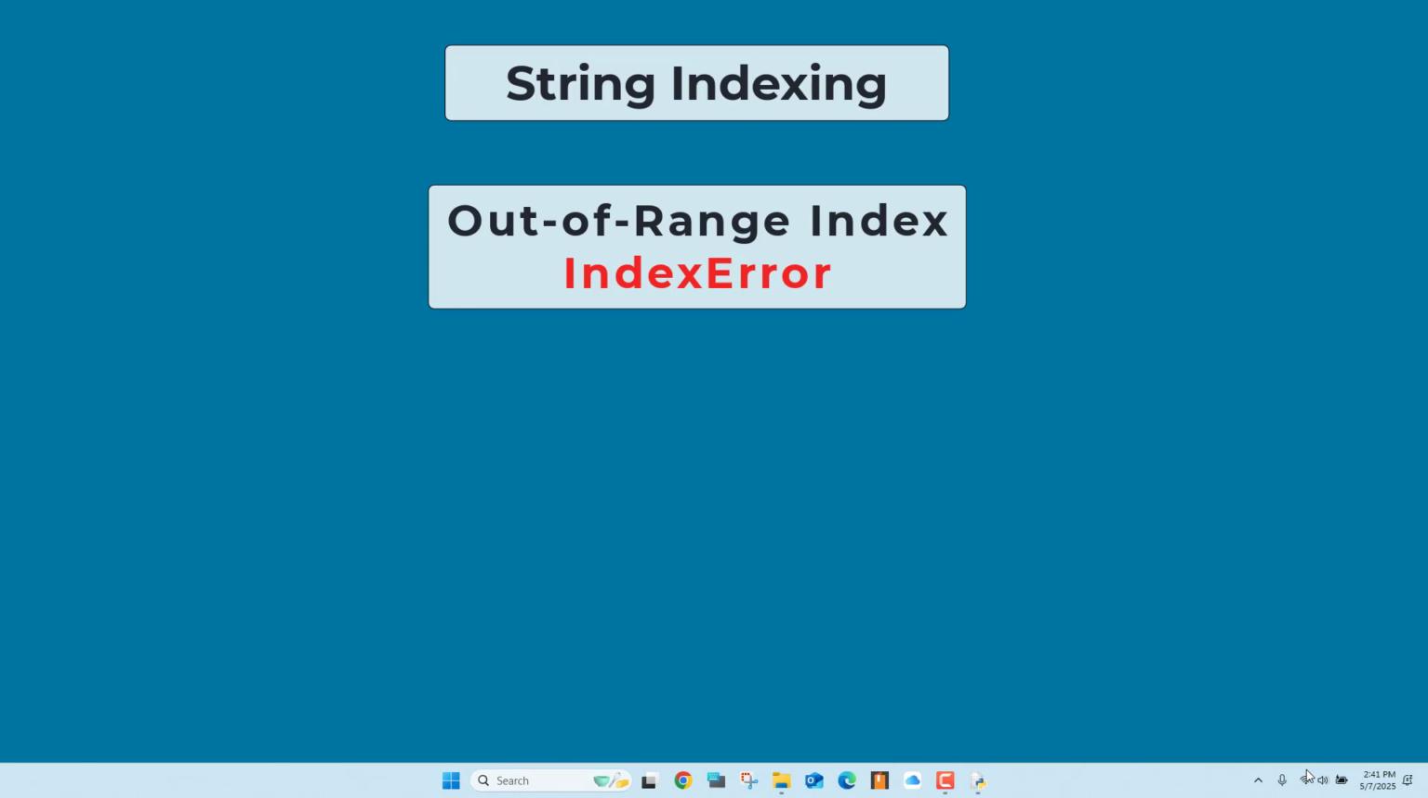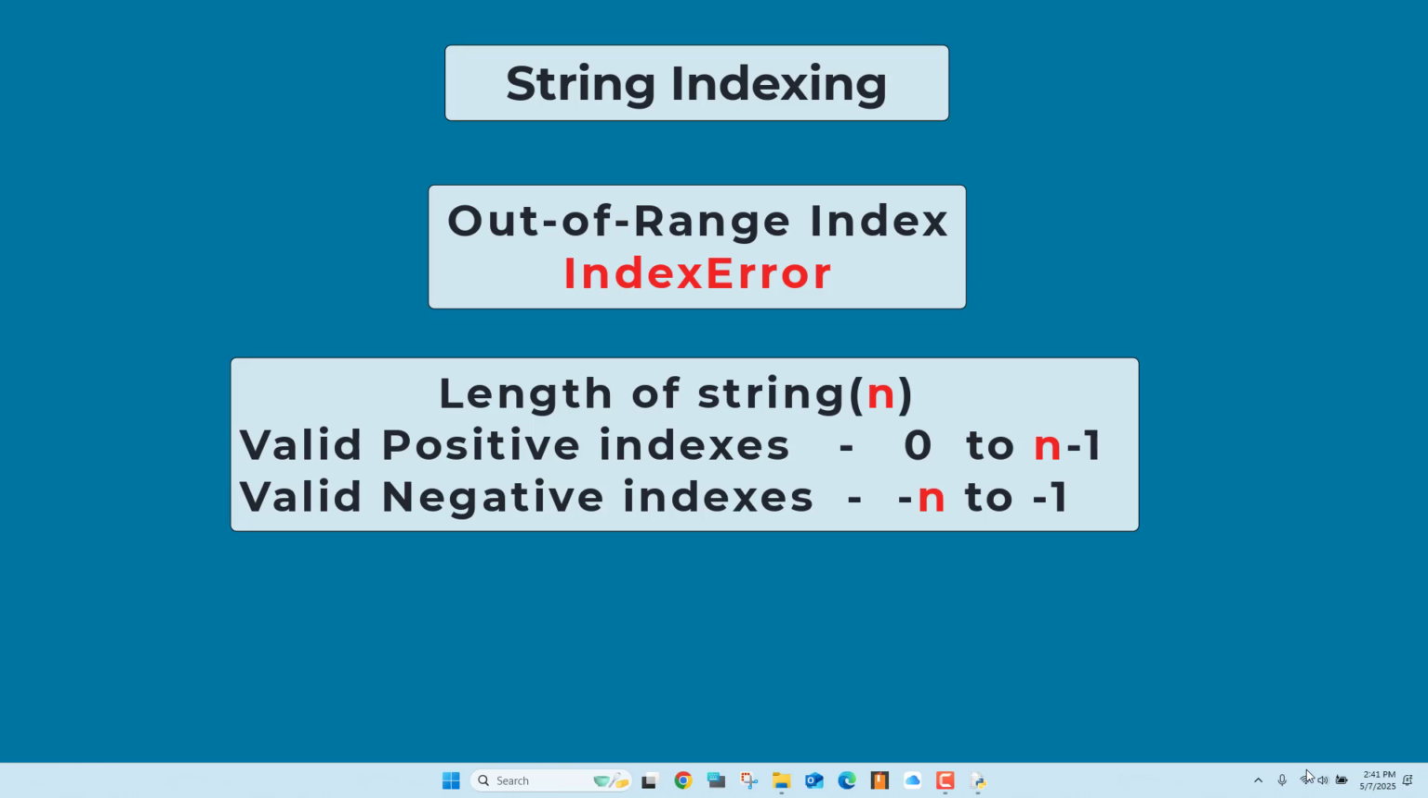Out of range index. Trying to access a character using an index that is out of the range of the string will result in an index error. Index must be within the valid range. For a string of length n, valid positive indices are 0 to n-1. Valid negative indexes are -n to -1.